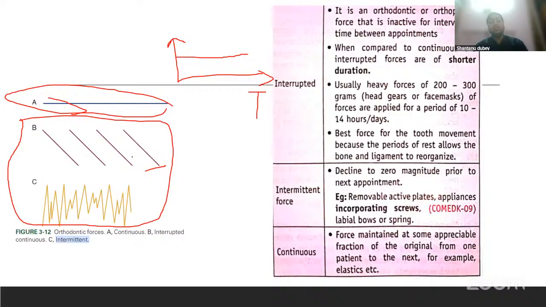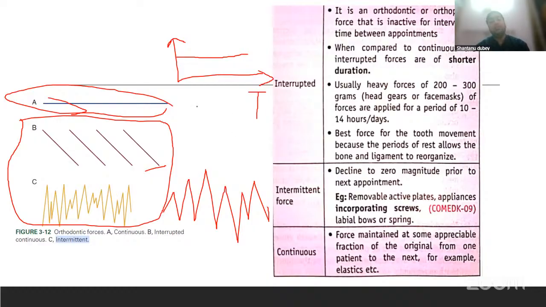So this is interrupted. Intermittent is, imagine a patient with tachycardia. Always remember it like that, like zigzag. This is intermittent. It declines to 0 magnitude prior to the next appointment, and then you activate it again, and then it slowly goes down, and then 0, then again you apply some force.